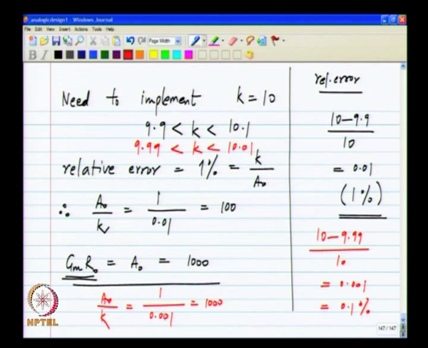gain or 0.1% relative error in the DC output, steady state output, and this implies that A naught has to be 10,000. Okay. So, the more the accuracy you want, the higher the value of A naught you want. So, which means that you have to take more care in the design of your op amp, so that it gives you a high DC gain.